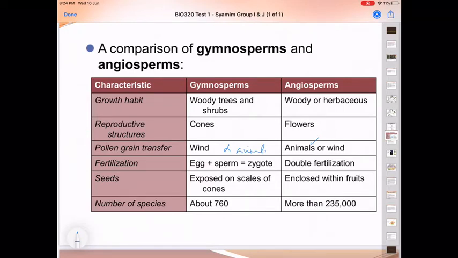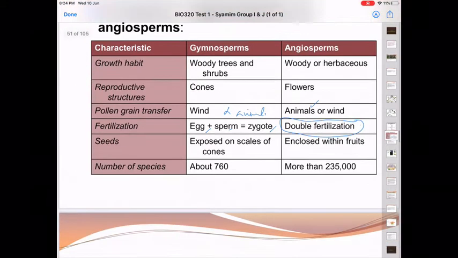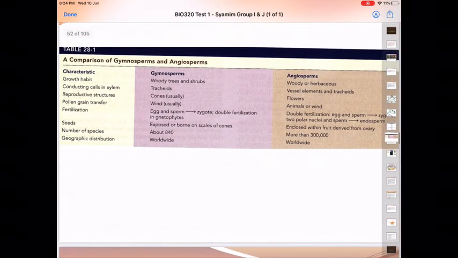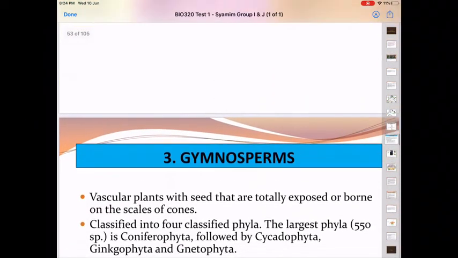For fertilization in gymnosperm, the egg is fertilized with sperm to form a zygote. Meanwhile, angiosperms do double fertilization. And the seed of a gymnosperm, as you learned before, is exposed on the scales of the cone. So the cone is actually bearing the seed, and the seed of angiosperm is enclosed within the fruit. So this one, you can read up.